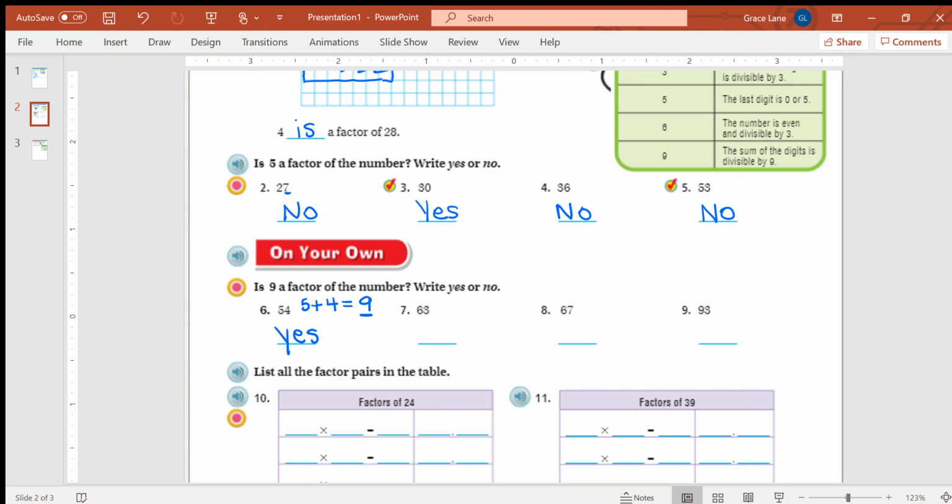Or you might know that 54 divided by 9 is 6. So there's another way if you just knew that fact. Number 7, 63. If you add up the digits, 6 plus 3, you get 9. Again, can 9 be divided by 9? Yes. Or you might know the fact that 9 times 7 is 63. Number 8, 67, add up the digits, 6 plus 7, which is 13. Can 13 be divided by 9?